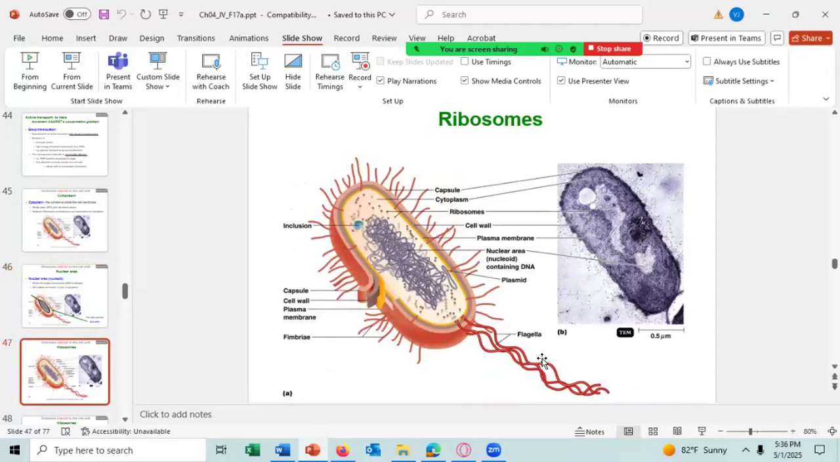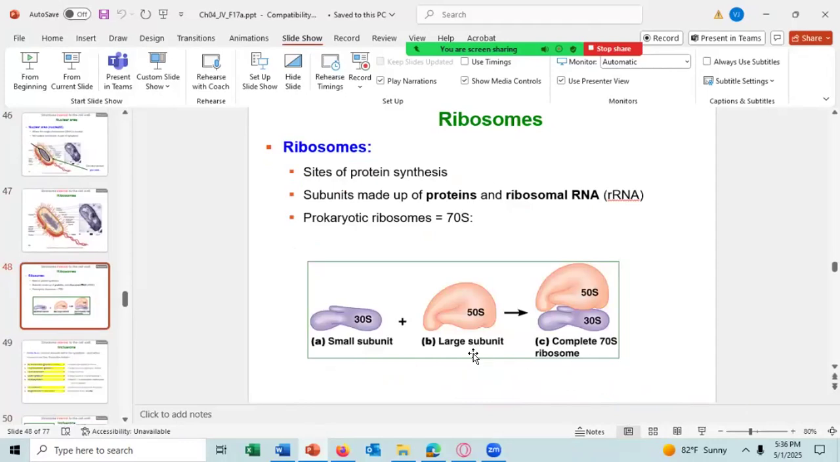I've already talked about the ribosome, so I don't need to talk about it further. Let me talk a little bit about the ribosomes. You do not need to know the subunits of a ribosome, but you should know that ribosomes are made up of subunits. Ribosomes are both protein and RNA. We call it ribosomal protein or ribosomal RNA. They get together to form the ribosome.